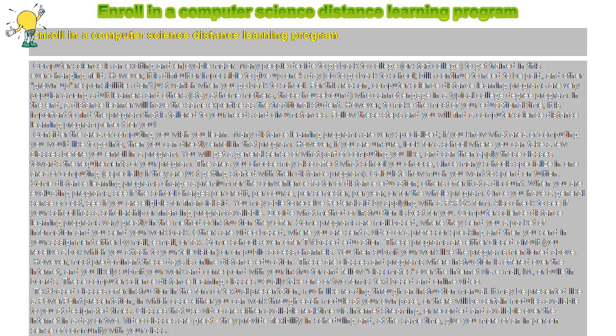Decide how much time you wish to allocate. Some schools offer accelerated programs. You may be able to get a bachelor's degree in computer science in 2 or 3 years, or an associate's degree in 12 to 18 months.